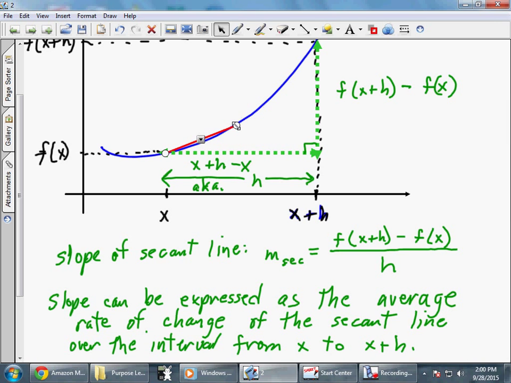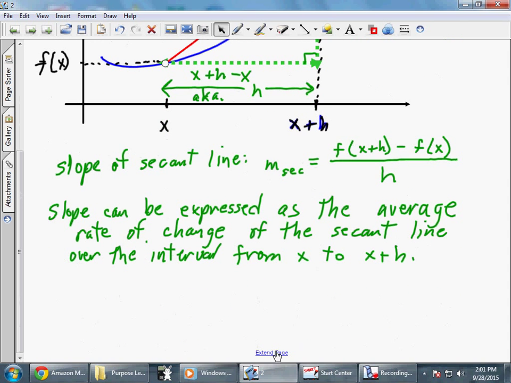Smaller and smaller and smaller. Now the average rate of change is getting closer and closer to what we call an instantaneous rate of change. And if we let h approach 0, then we no longer have a secant line. We have a tangent line, right, Zach? And that, ladies and gentlemen, is the calculus.